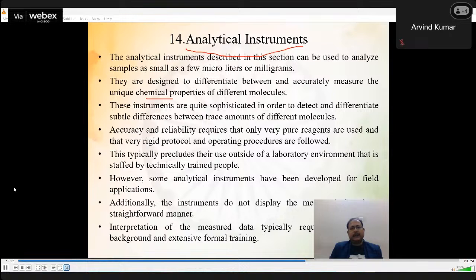Additionally, the instruments do not display the measured data in a straightforward manner because, as the name itself suggests, they are analytical. Interpretation of measured data typically requires a technical background and formal training. So instruments generally give some data, but it requires a certain technological capability to ascertain which type of detection has been shown and which type of material is being used in this particular domain.